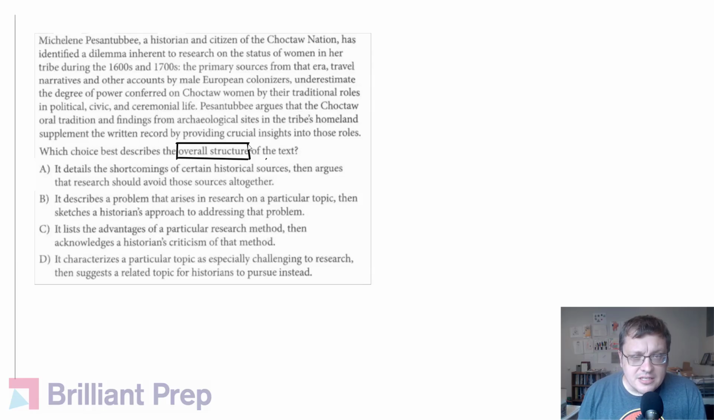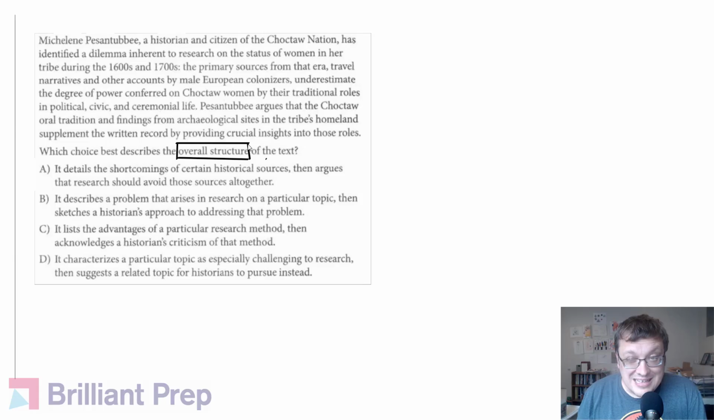So the historian and citizen of the Choctaw Nation has identified a dilemma inherent to research on the status of women in her tribe during the 16 and 1700s. The primary sources from that era, travel narratives and other accounts by male European colonizers, underestimate the degree of power conferred on Choctaw women by their traditional roles in political, civic, and ceremonial life. They argue that the Choctaw oral tradition and findings from archaeological sites in the tribe's homeland supplement the written record, providing crucial insights into these roles.